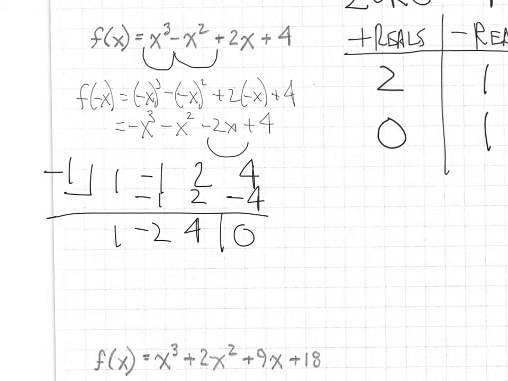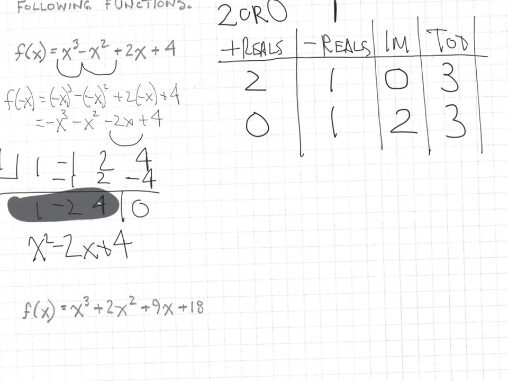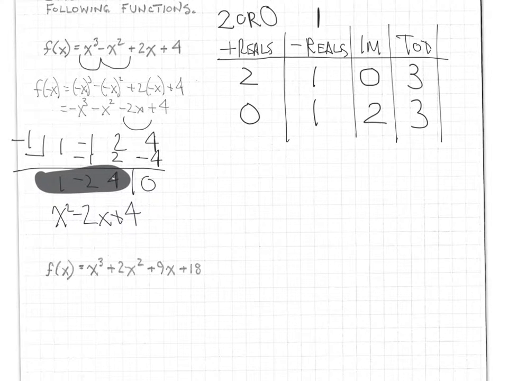Now, our depressed polynomial, 1, negative 2, and 4, right here, those are the coefficients of our depressed polynomial. x squared minus 2x plus 4. If you notice, that's a quadratic equation. Okay, those can easily be solved either by factoring or using the quadratic formula. Okay, well, we found one of our 3 solutions. That is not factorable, so let's put that into the quadratic formula to solve.